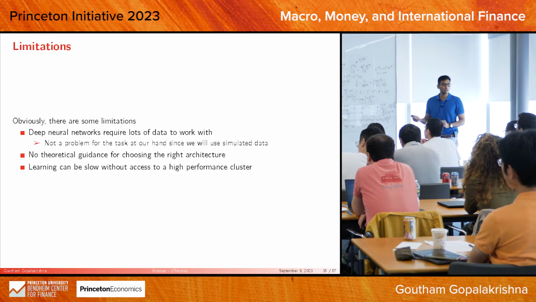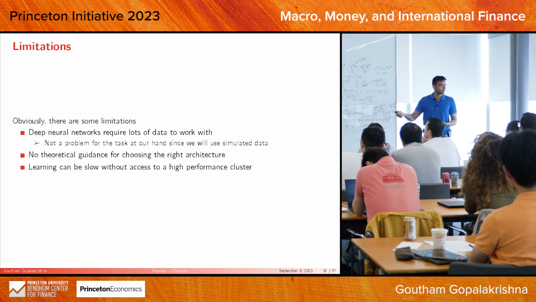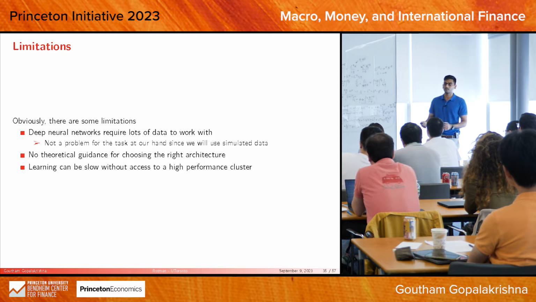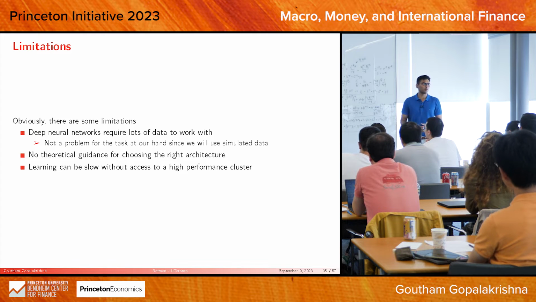Third limitation is that sometimes learning can be very painfully slow if you don't have access to a high-performance cluster. But I think a few years down the line, that's not going to be a major limitation. Already, we all have access to GPUs. Soon, we will have powerful access to TPUs or whatever. So the third limitation doesn't worry me a lot.